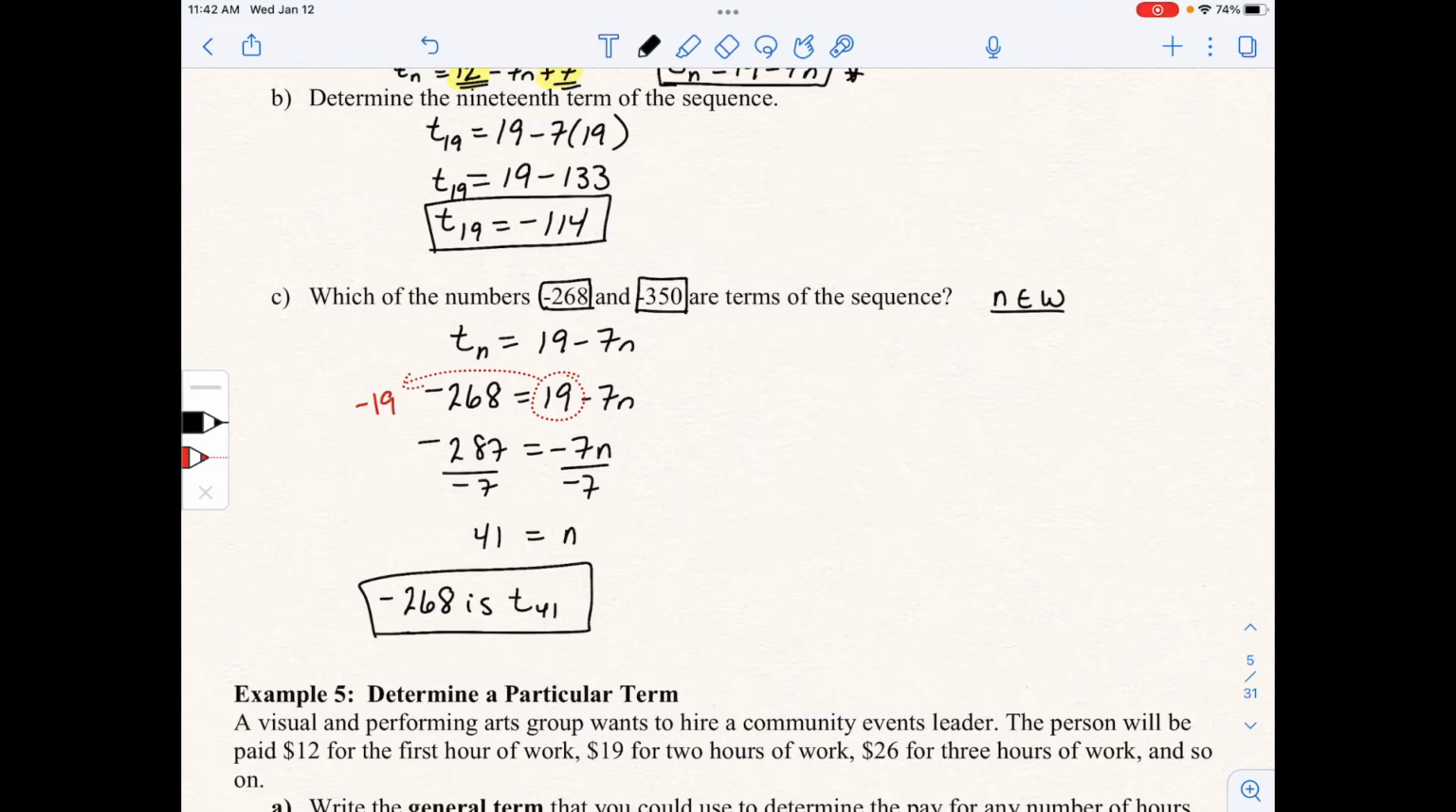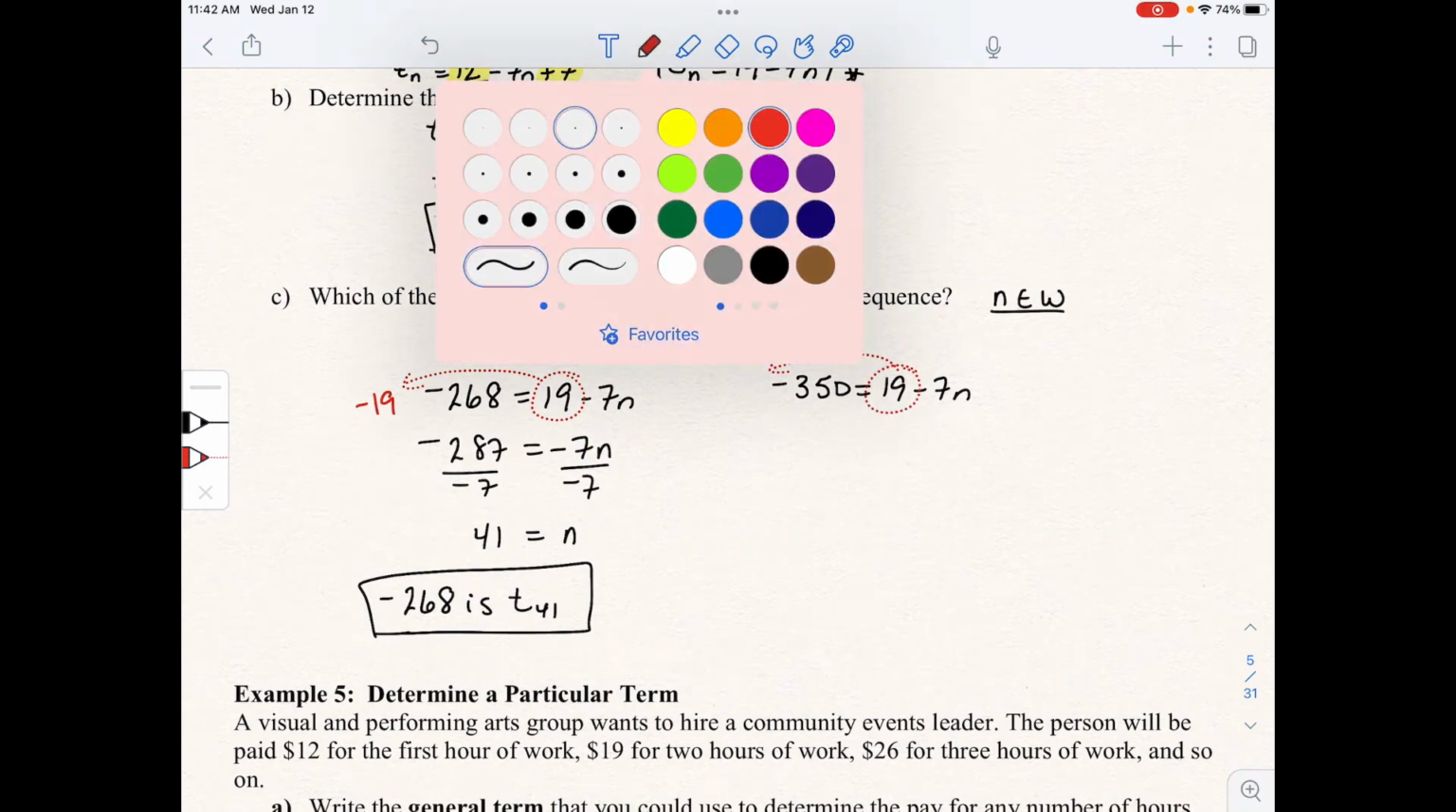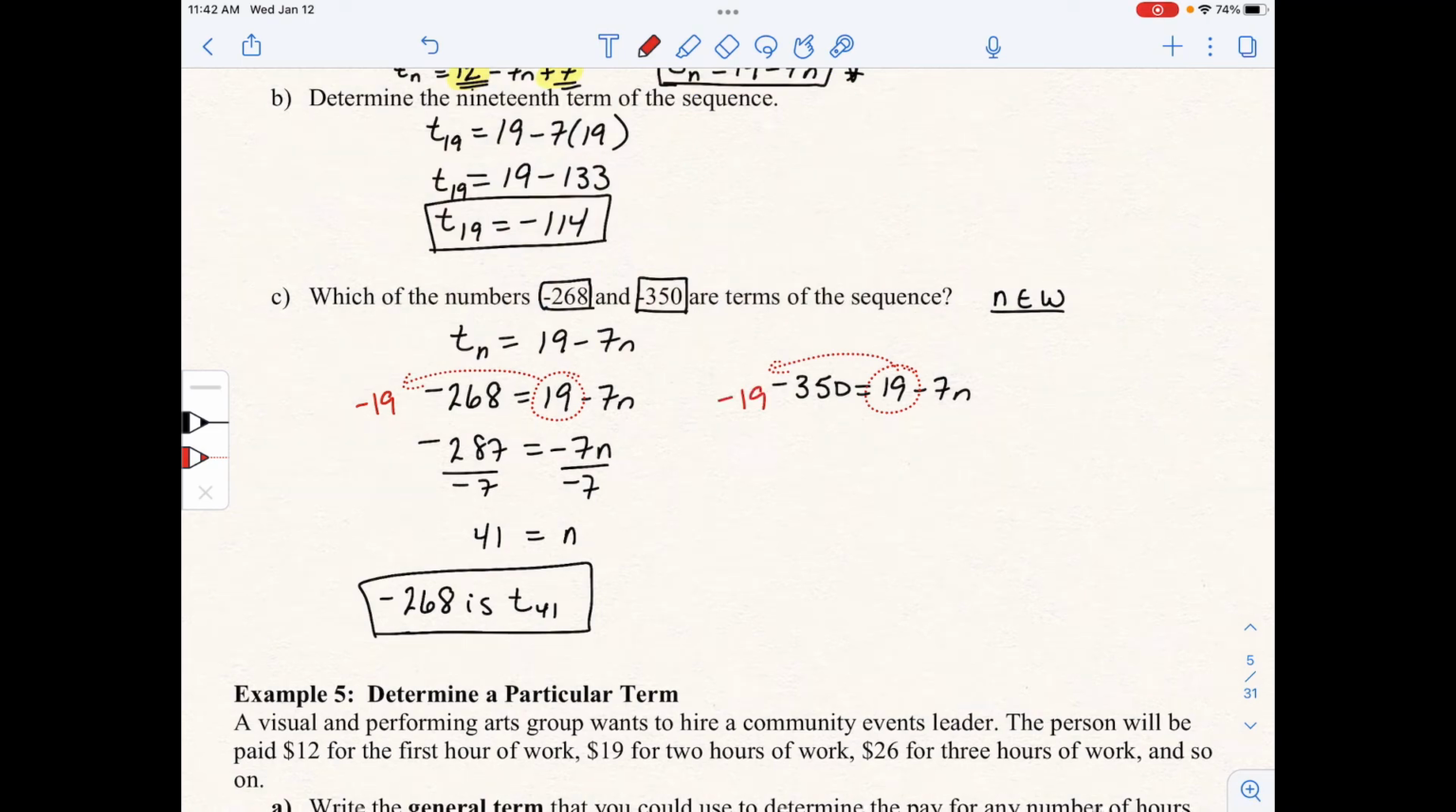And if we try that again with negative 350, let's just see, if I subtract 19, we get negative 369 equal to negative 7n.